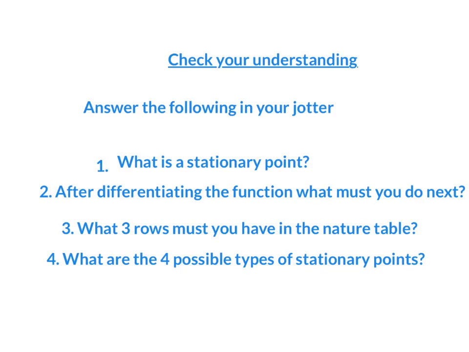So there's quite a lot in the lesson today, so let's just check that we understand the basic things. What is a stationary point? What does it look like on the function, on the graph? After differentiating the function, what's the next thing that you've got to do? It's very important that you've got this explicitly written on your page. And number 3, what are the 3 rows that you've got to have in the nature table? And number 4, what are the 4 possible types of stationary point that you can conclude at the end?